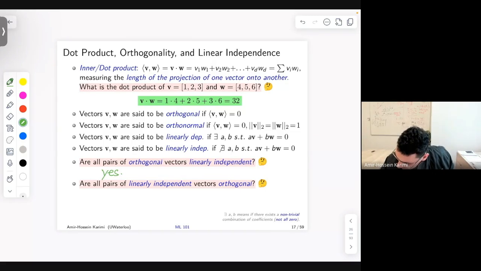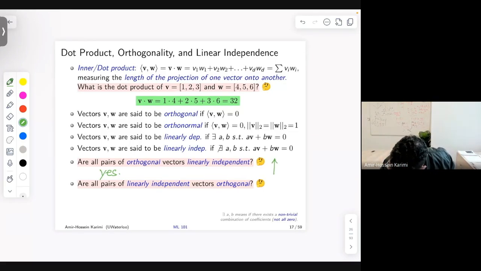One example, of course, this is an example, it's not a full proof, is if I have these two orthonormal vectors with a 90-degree angle, they're orthogonal, and there does not exist any A and B that you could write that cancels these out for A and B being non-trivial. What about the other direction? Are all pairs of linearly independent vectors orthogonal?